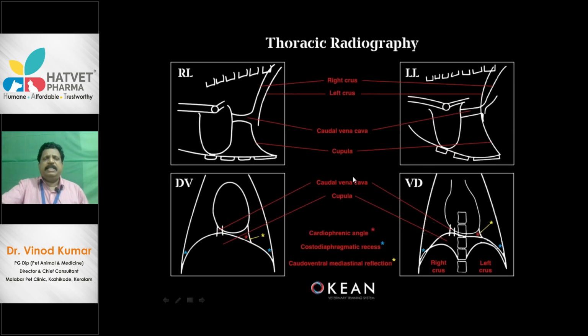See, this is a schematic representation. This is a right lateral radiograph where you can see the right crus and the left crus running parallel. But in the left lateral radiograph, you can see them diverging, running as a Y. This is the right crus, this is the left crus. In the DV radiograph, dorsoventral, you can see only the cupula. We cannot see the crus here. But in the VD radiograph, you can see the cupula as well as the crus. The right and the left crus can be seen as the ears of a Mickey Mouse appearance.